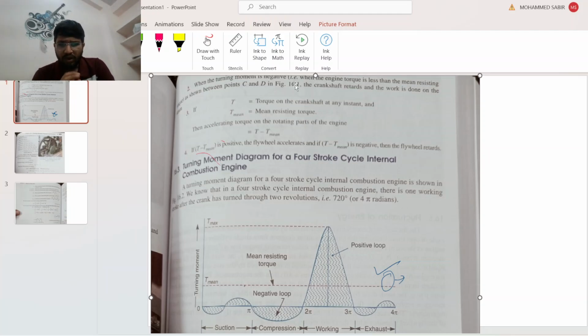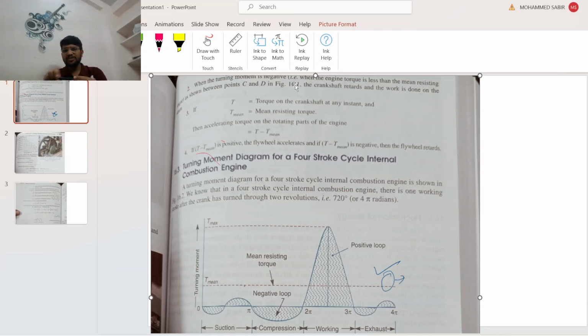The turning moment diagram gives the relation between torque and theta: where the turning moment becomes maximum, where it becomes minimum, and how it changes with theta. In the turning moment diagram we have two torques. One torque is generated, and the other is the resisting torque.